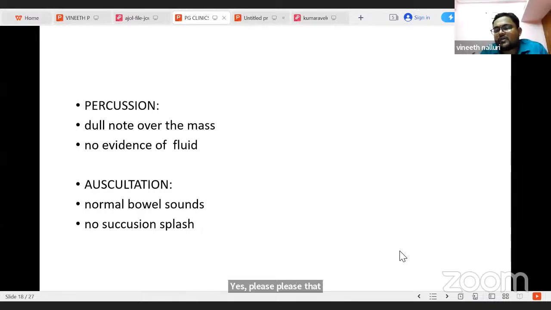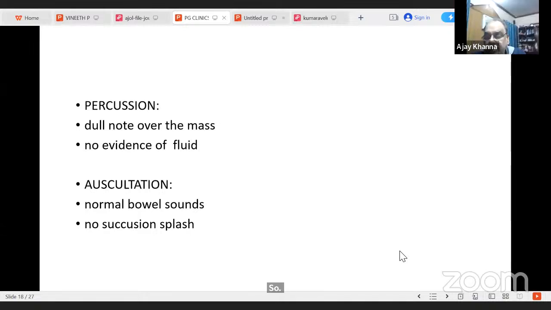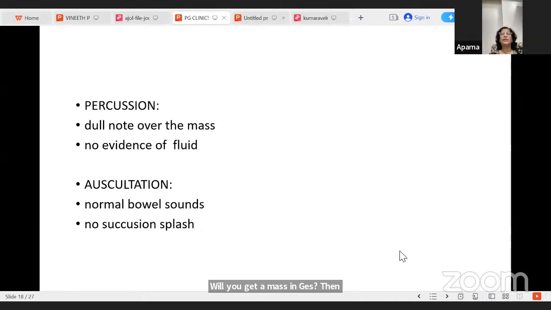Ma'am, with this, I suspect gastric malignancy. And also gastric ulcer. Will you get a mass in gastric ulcer? No, sir. Then why are you thinking of the gastric ulcer now?